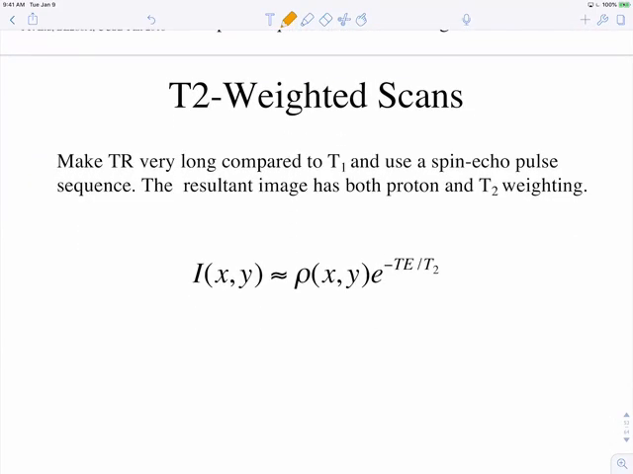In T2 weighted, we want to get rid of the T1 term, which is 1 minus exp minus TR over T1. So what should I do to TR to get rid of this term here? How do I make this term go away?